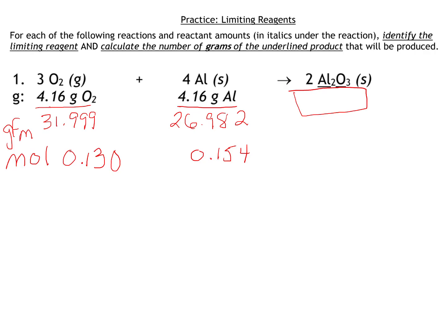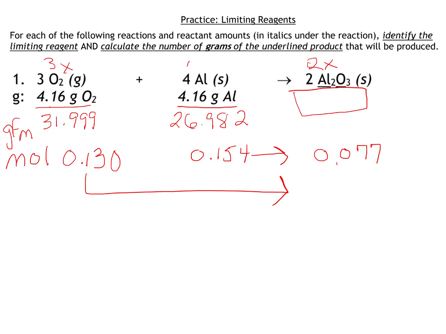All right, so since I'm already here, I'm going to go ahead and do my arrows right now. This is a 4 to 2 relationship. So I'm going to take my 1.154 and divide by 2. So that would give me 0.077 moles of aluminum oxide would be formed if all of the aluminum reacts. And then we're going to go all the way over here. Notice how I'm connecting these things with arrows. So we have a 3x to 2x.